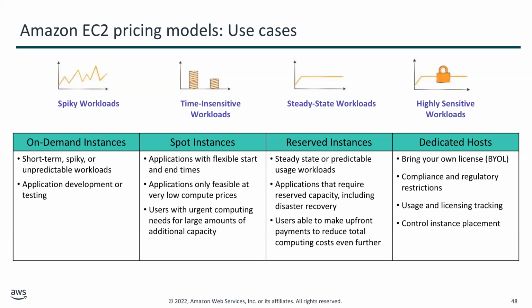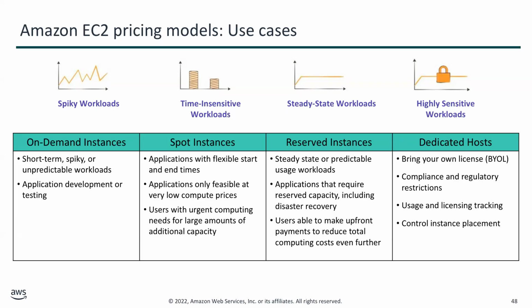Users with urgent computing needs for large amount of additional capacity also can consider spot instances. The other model is reserved instances. You can use that for steady state or predictable usage workloads, right? If you have a pattern, you can predict. If you have a constant pattern, then it's easy. Or if you can predict your traffic, then you can simply reserve instances to use, right?